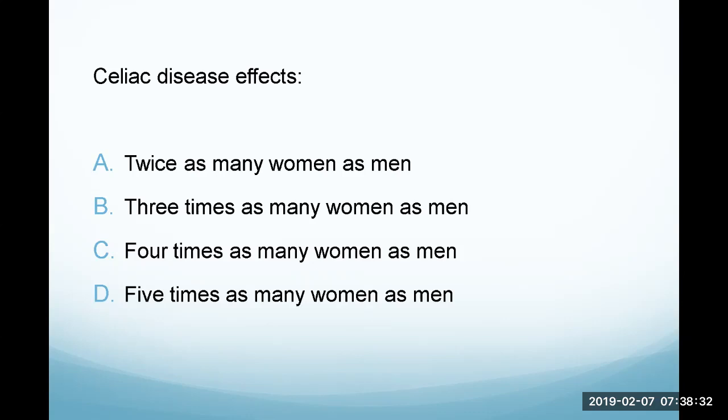What's the prevalence of celiac disease among men and women? Is it twice as common in women than in men, 3 times, 4 times, or 5 times? 3 times. It's twice as common in women than in men. Close, though.